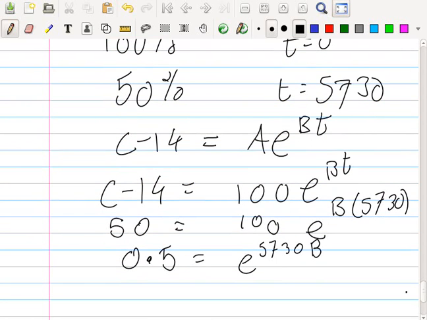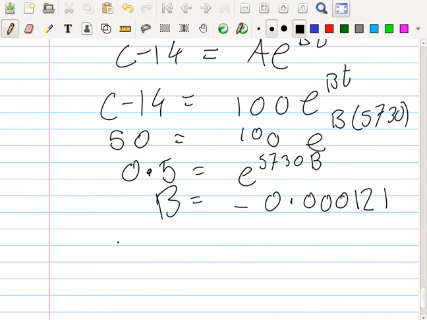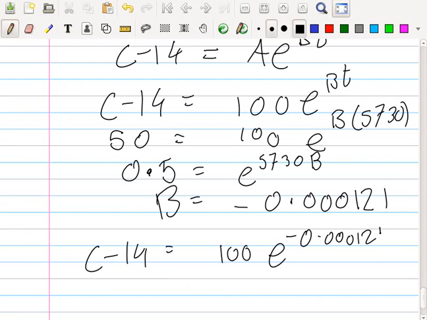And then what do I do next? Log. So log 0.5 and then divide by 5730, and it works out as B equals minus 0.000121 like that. Now we have our formula. The amount of carbon 14 left in something would be 100% times e to the minus 0.000121 t.